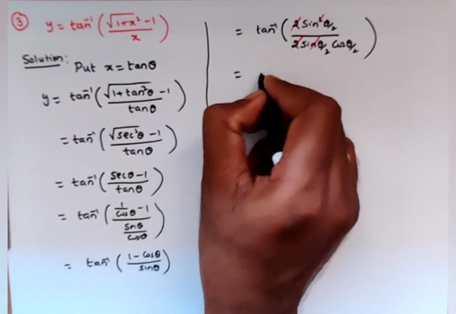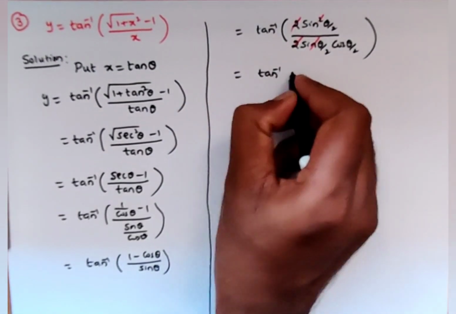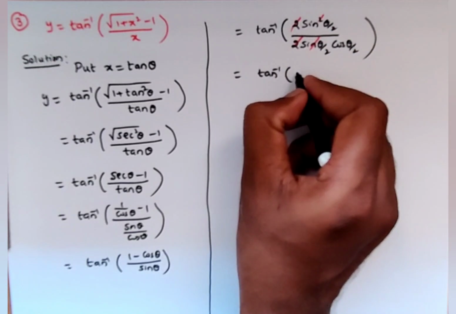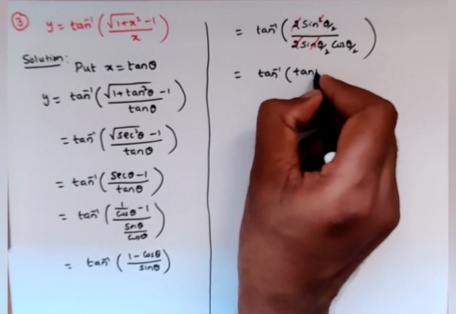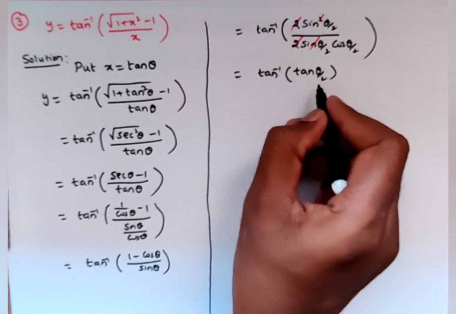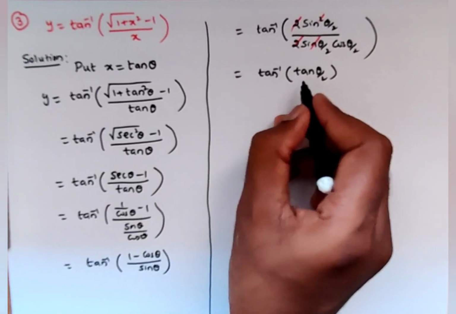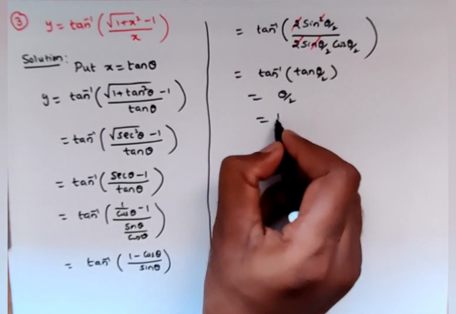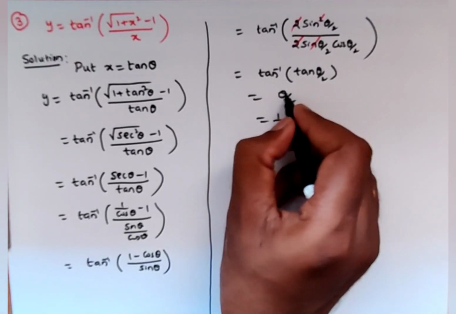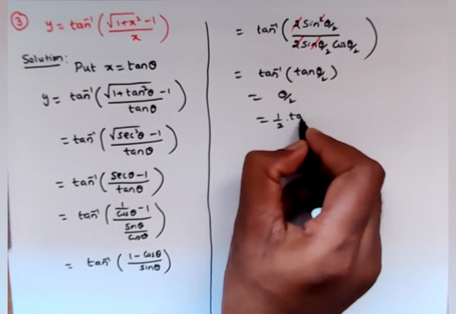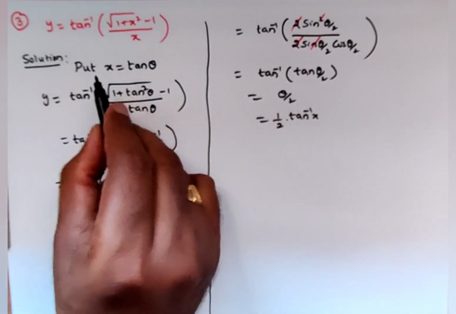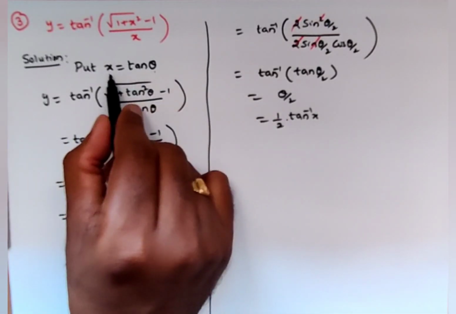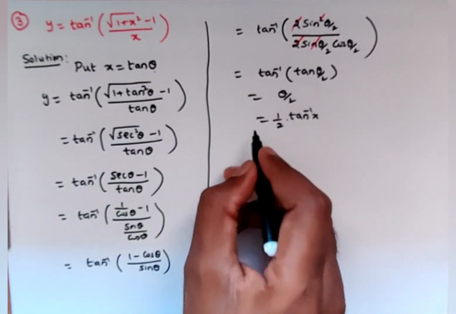Now finally we can write it as tan inverse of sin theta by cos theta, which is tan of theta by 2. Now tan inverse of tan theta is theta only, so it is theta by 2. Now it is 1 by 2 into theta, and theta can be written as tan inverse of x, since we assumed x equals tan theta. So replace the theta with tan inverse x.